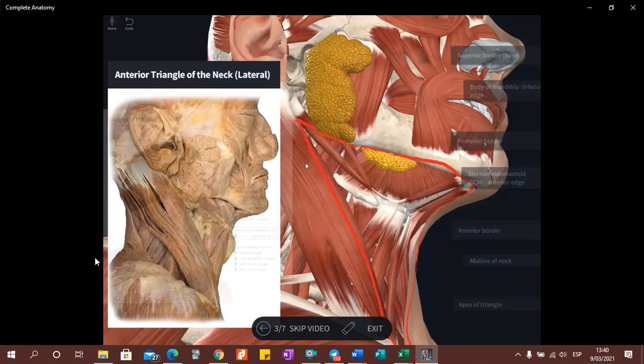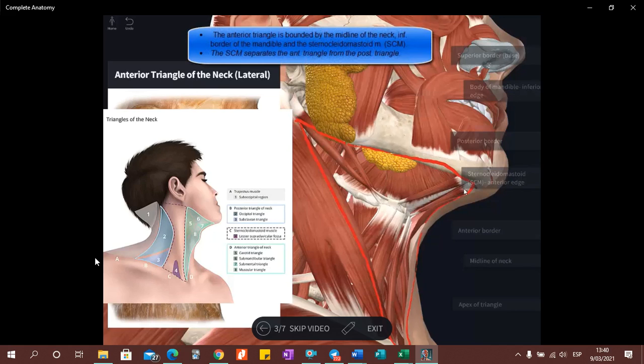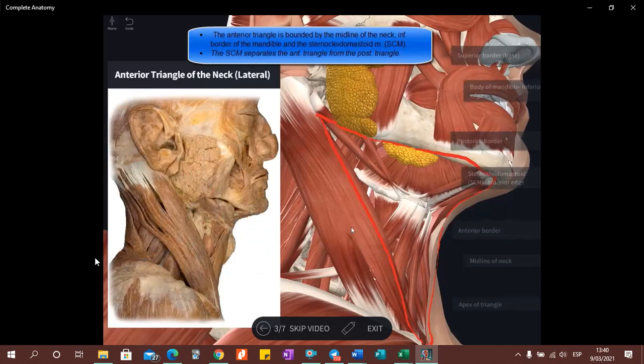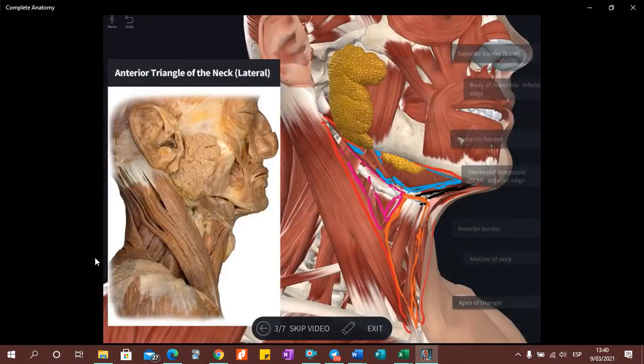Let's remember the borders or boundaries of the anterior triangle, which would be, for instance, the midline of the neck, which I've superimposed over here, the inferior border of the mandible, and the anterior border of the sternocleidomastoid muscle. So the sternocleidomastoid, or SCM, will separate the anterior triangle from the posterior triangle on the other side.